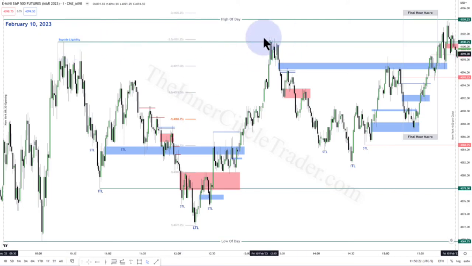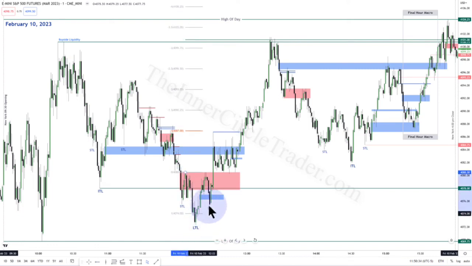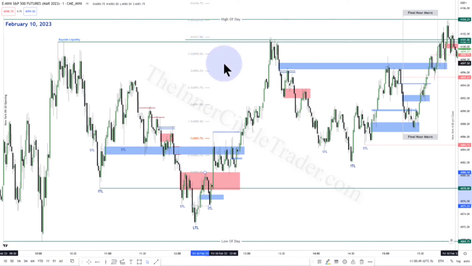This high hadn't formed yet, so the first one past this high is 4101.25. Putting the fib on this low, the first one past is 4101.5. That's the reason why I called 4101.5. That's this high here.